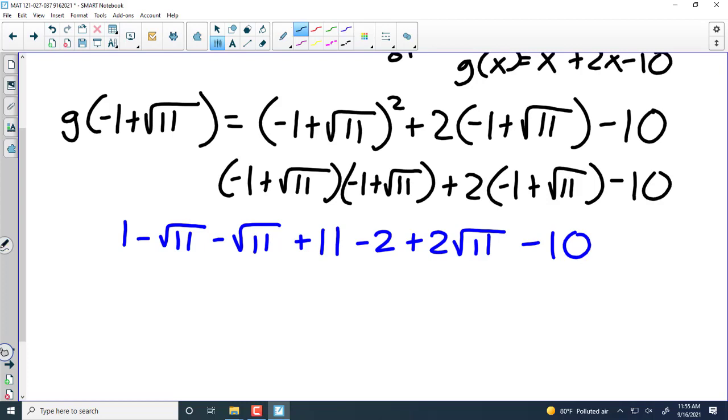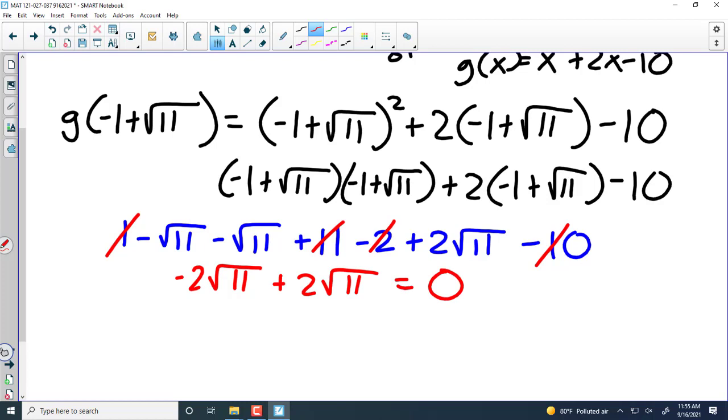Huh. Well, let's see what we have here. I have 1 plus 11, which is 12, minus 2 minus 10. 12 minus 12? Negative square root of 11, negative square root of 11, positive 2 square root of 11. Well, that's negative 2 root 11, plus 2 root 11 equals 0. Isn't that awesome? Who would have thought that such a nasty number would do that?